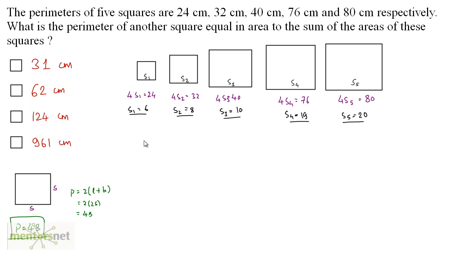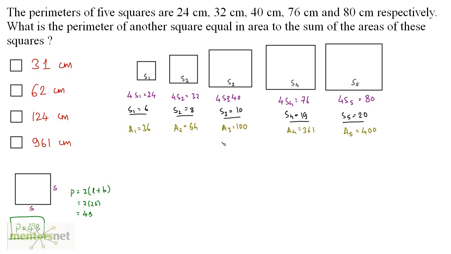Let us calculate the area of each of the squares. So the area of the first square will be equal to the side square. So A1 is equal to 6 times 6 is 36. A2 will be 8 times 8 is 64. A3 will be 10 times 10, that's 100. A4 will be 19 square, that is 361. And the area of the fifth square will be 20 square, that's 400. Okay, now we know the areas.